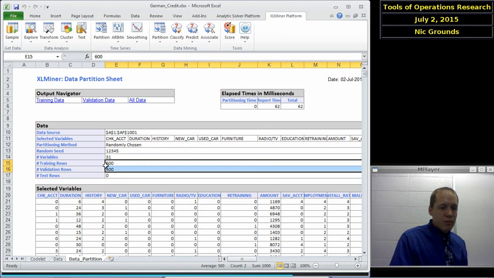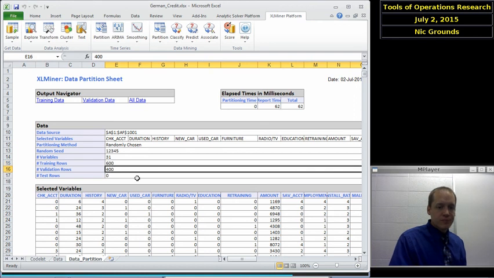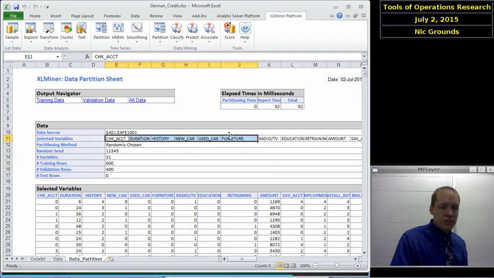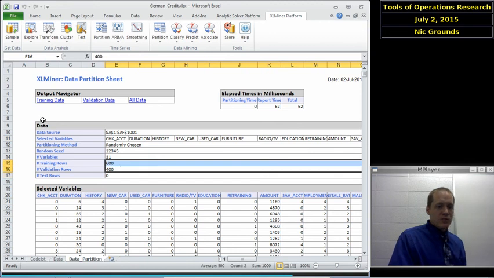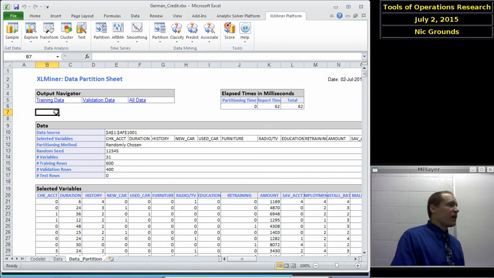It'll tell you here how many rows are in each set. So a 60-40 split of 1,000 records means 600 records training, 400 records validation. It'll tell you which fields you selected and so forth. Once you have this sheet, you can start running any data mining algorithm you want, assuming you don't have to transform any data. You could just select and run algorithms, and it knows how to use training data and validation data now that it's formatted in this way.